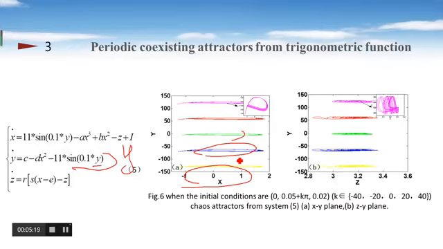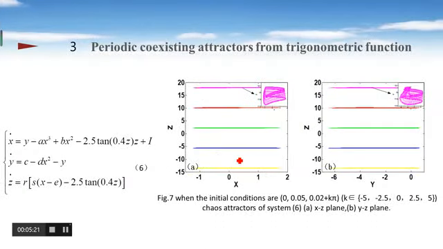Similarly, if we take tangent function of z here, the attractor will get reproduced in the z dimension, obeying the period defined by the tangent function.